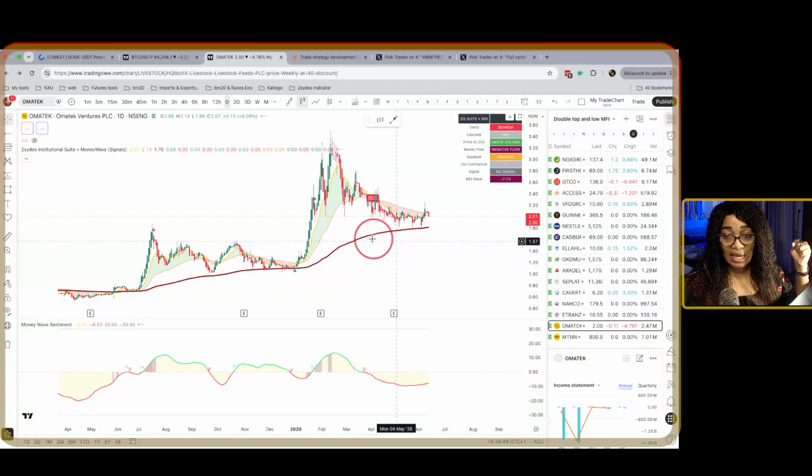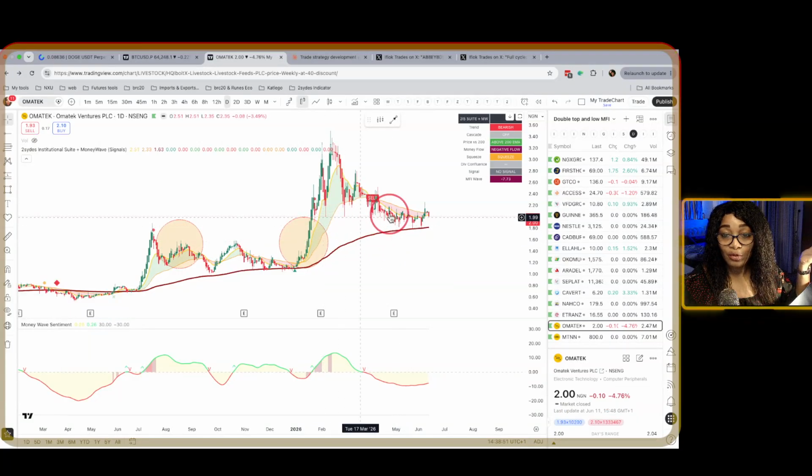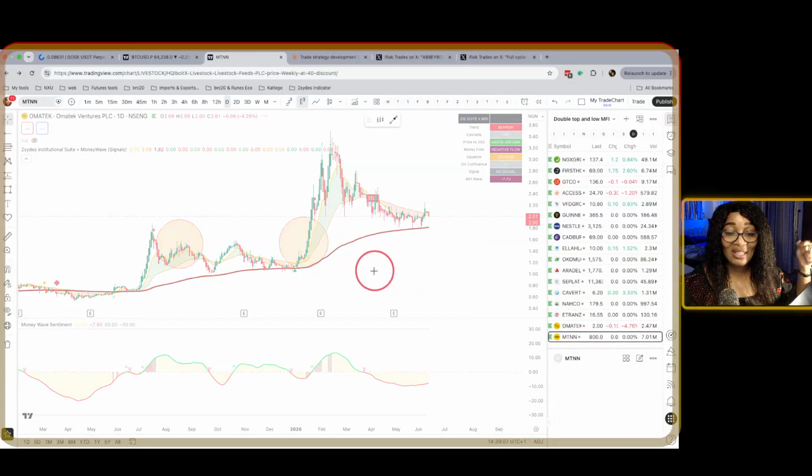Alma Tech is also in a point of accumulation. It's just around the 200 EMA. I think it's a point of opportunity. It had a major pump, some distribution, then decline, and now I think it's in an area of accumulation. It's 2 naira per share. Now this is one that is interesting.